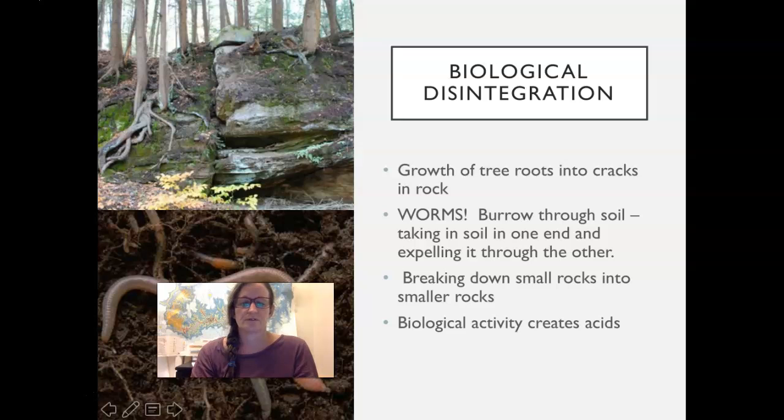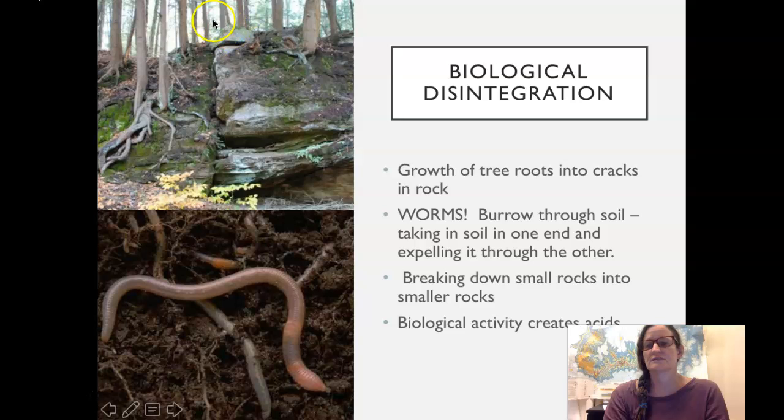Okay, put both of these on the same slide. This is that biological disintegration. So this is a scene that is pretty common around Boone, that we have trees growing within the foliation planes and opening up the cracks in that rock. And then the image at the bottom is an earthworm.